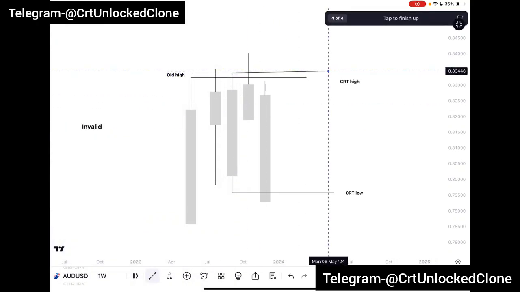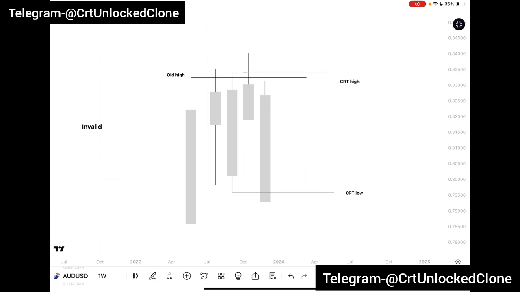Just listen very carefully, guys. Even this scenery is invalid, because even though the CRT candle 2 purged the old high, before the CRT candle, some random candle had touched the key level old high. So even this scenery is invalid. So don't trade these sceneries. I think you guys got it clearly.